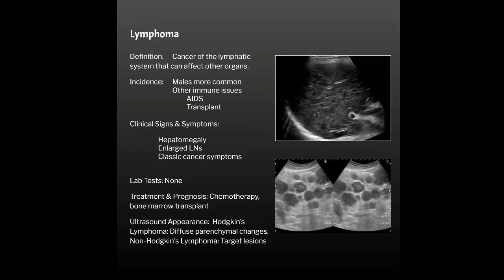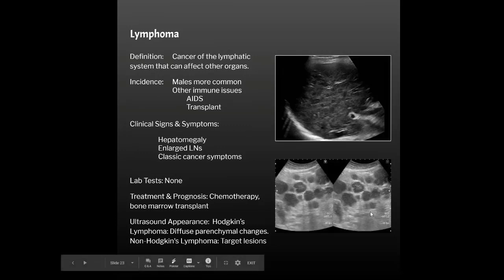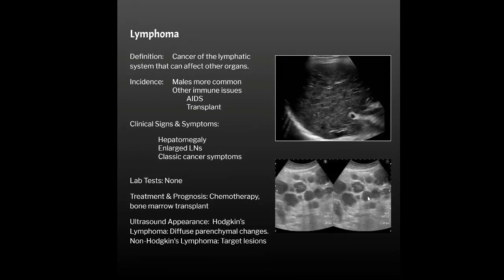The most important part that you need to pay attention to is how do the different types of lymphoma appear in the liver. So lymphoma comes in two types. It's Hodgkin's and non-Hodgkin's lymphoma. So Hodgkin's lymphoma is shown in this top picture here. It kind of makes the whole liver just look a little heterogeneous. So you can just see these kind of weird parenchymal changes scattered throughout the liver. That's Hodgkin's. Non-Hodgkin's lymphoma then shows up as target lesions. So you have the dark and the brighter area.